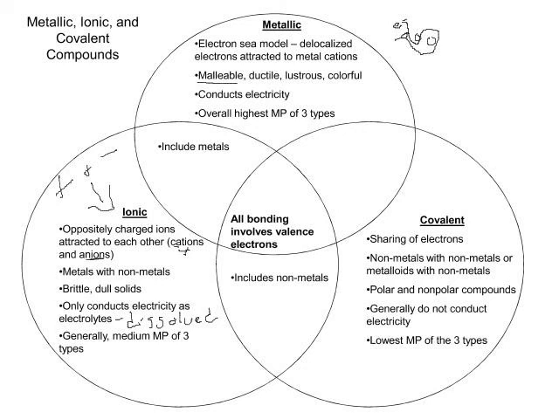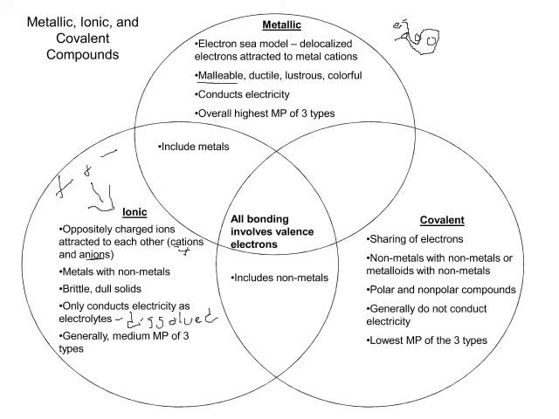How your metallic and ionic are the same is they both include metals. Your ionic and covalent both include nonmetals. All of them involve their valence electrons. Those are the electrons that are outside of the noble gas. When we were writing our electron configurations, or noble gas configurations, you said we have all of these, and then we have the extra electrons. Those are the electrons that are involved. Those are called valence electrons.